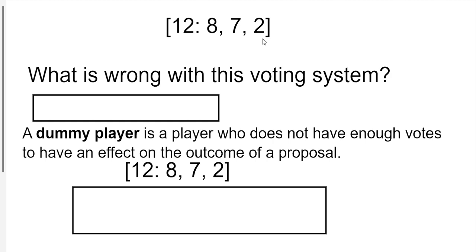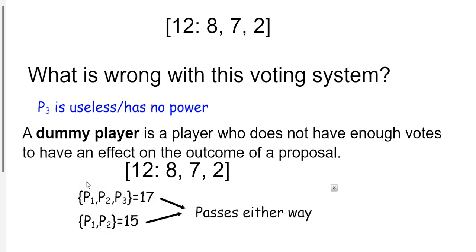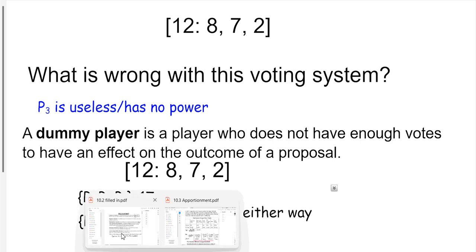So what's wrong with this system? This 2 has no power. He's useless. 8 plus 2 can't pass. 7 plus 2 can't pass. So he can't help anyone pass, right? And that is why we would say he's a dummy player, right? That's not like saying he's not smart. It's just he doesn't have an effect on the system, right? So, again, just showing you quick, if we had all 3 of them together, we have 17, so it passes. Well, if we have just the first 2 without player 3, it still passes, so he didn't do anything to help. He can't help pass, and he can't prevent it from passing.